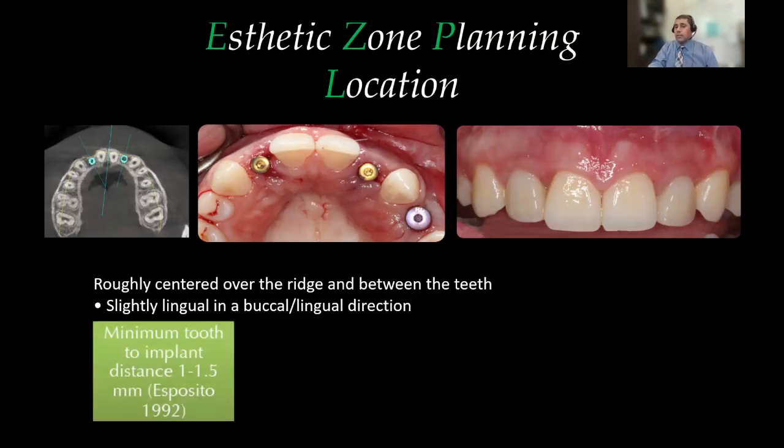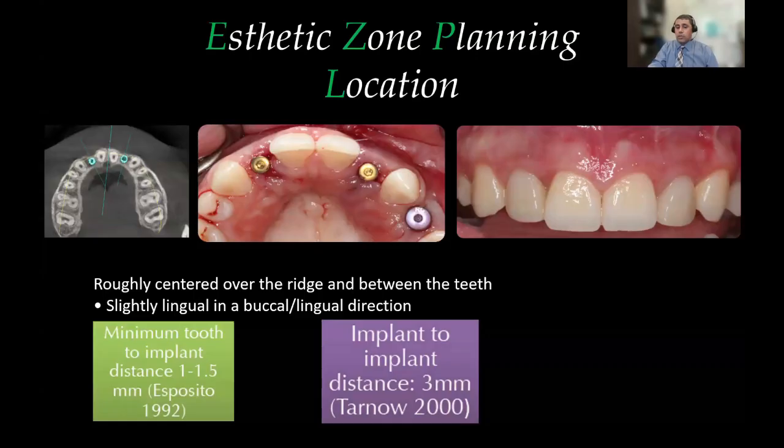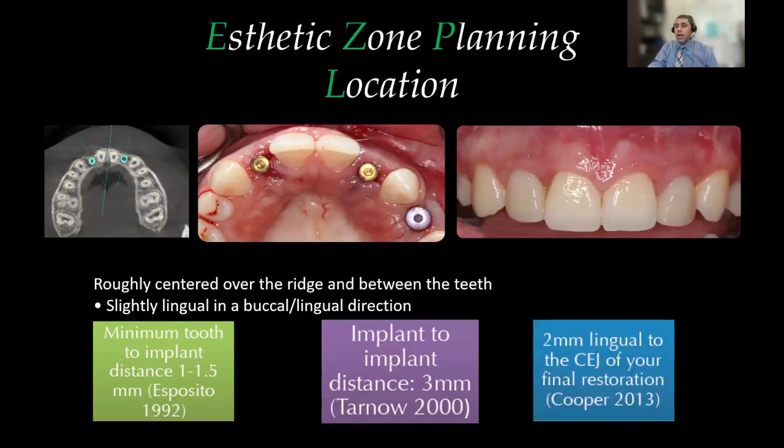You would like the implant to be placed at least 1 to 1.5 millimeters from adjacent teeth. If you are placing more than one implant, you would like the distance between the two implants to be a minimum of 3 millimeters. And you would like your implant to be about 2 millimeters lingual to the CEJ or the gingival zenith of the prospective restoration. This way, it will allow you to have a nice emergence profile, but also at the same time have good health of the connective tissue and the bone.